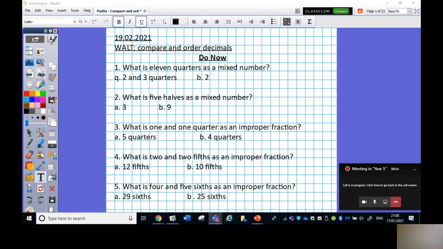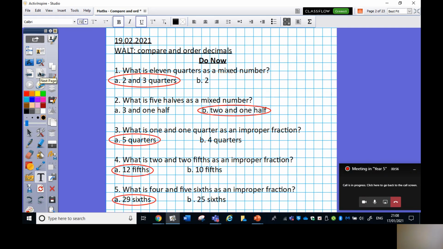Okay, so have you finished? Let's go through. Number 1, what is 11 quarters as a mixed number? 2 3/4. Number 2, what is 5 halves as a mixed number? 2 1/2. Number 3, what is 1 1/4 as an improper fraction?